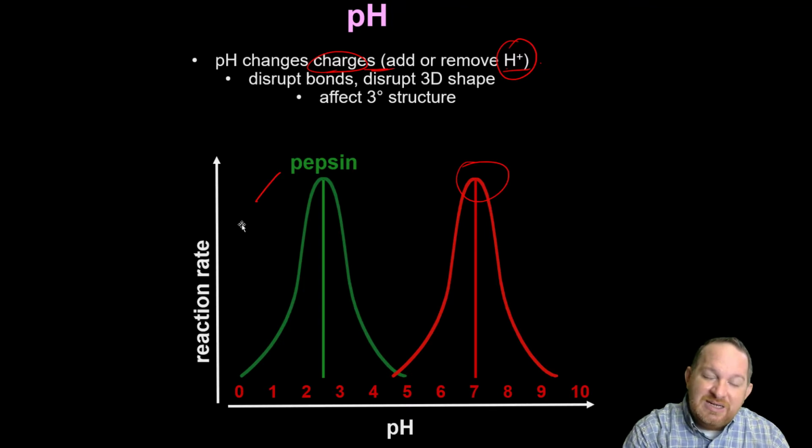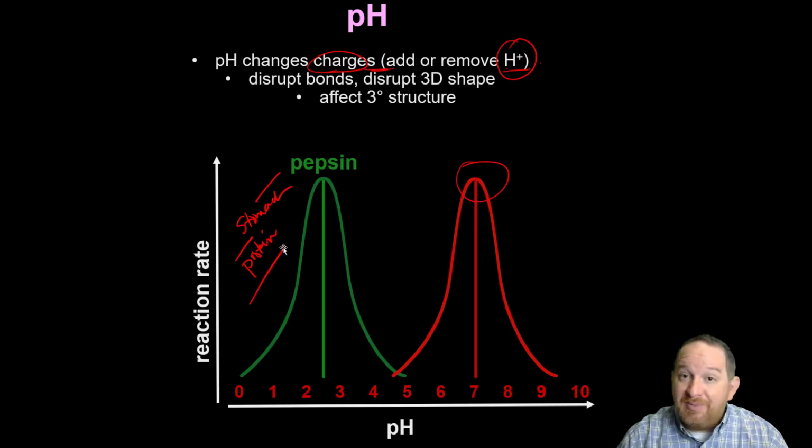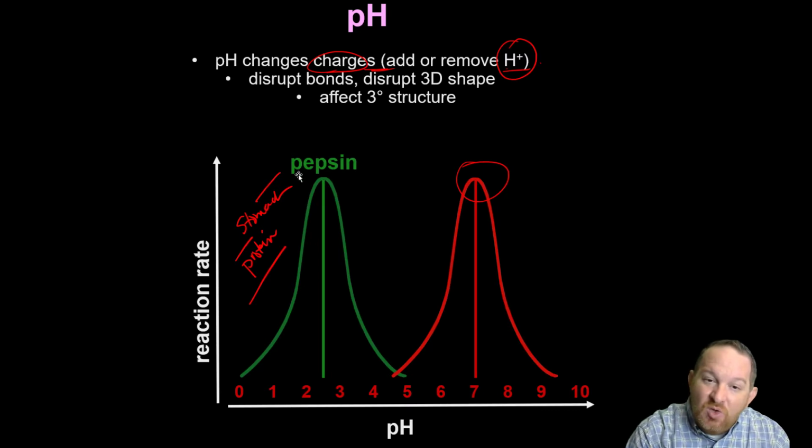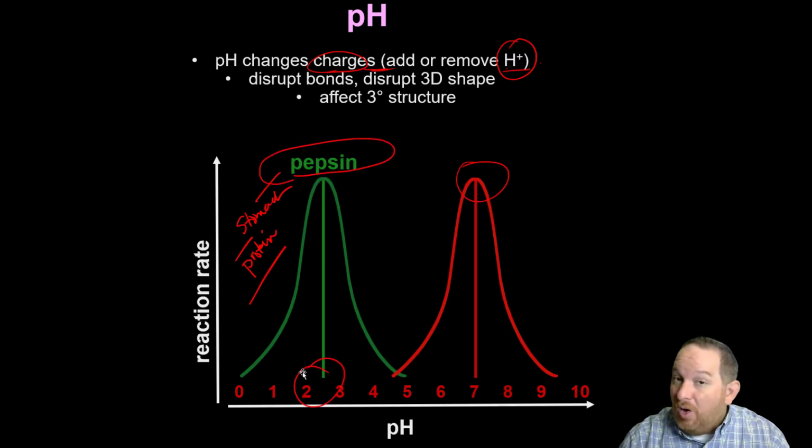Pepsin is an enzyme in the stomach that breaks down protein. Well, you've probably heard a lot about stomach acid, right? The stomach is very acidic. So this enzyme evolved to actually function at a very low pH in the 2 to 3 range.